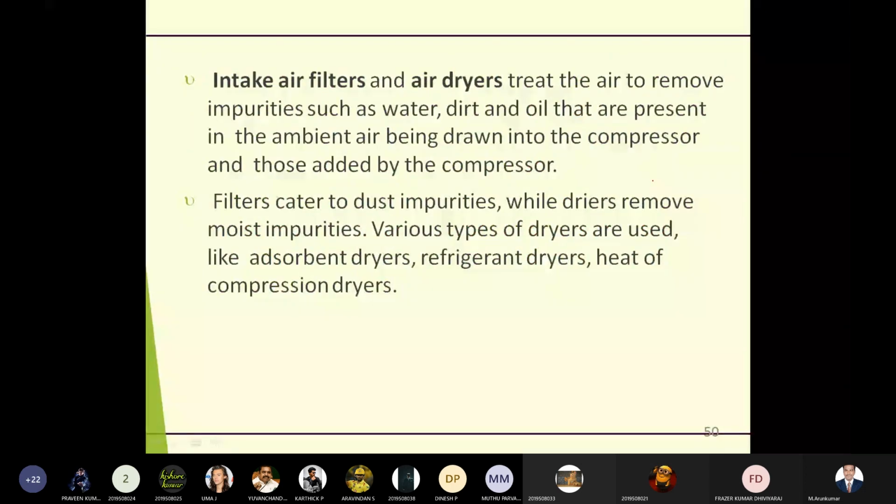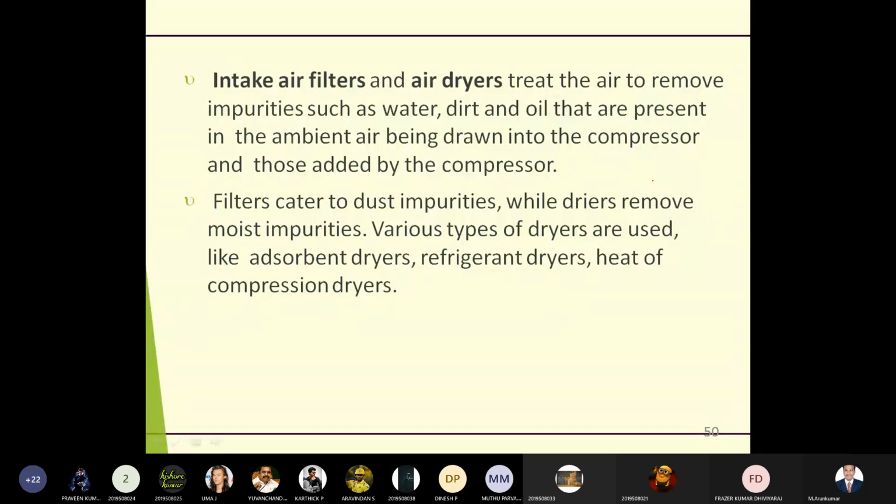Then we have other components: intake air filters and air dryers. These are the other two components in the compressed air system. Both treat the air to remove impurities such as water, dirt and oil that are present in the ambient air being drawn into the compressor, and those added by the compression. Actually we are using atmospheric air as the medium of compression, so this air will definitely have dirt and oil in it.